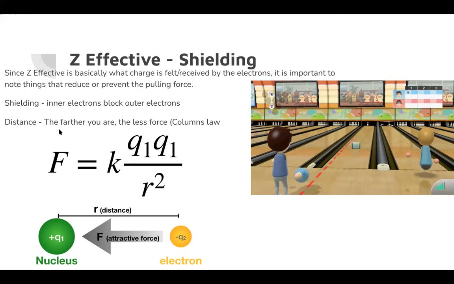And then the next part is the distance, and it's just this equation here, Coulomb's law, which is your charge divided by the distance. And so as your distance is greater, your force will decrease. That makes sense.